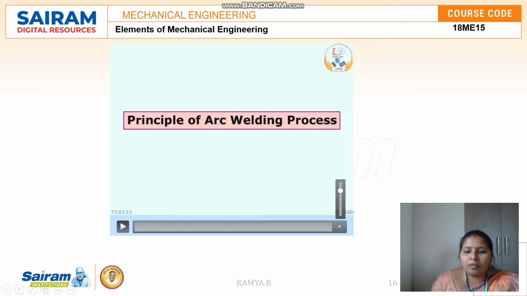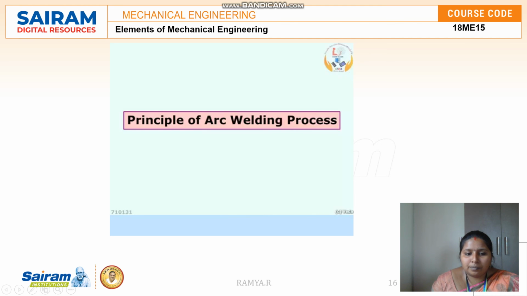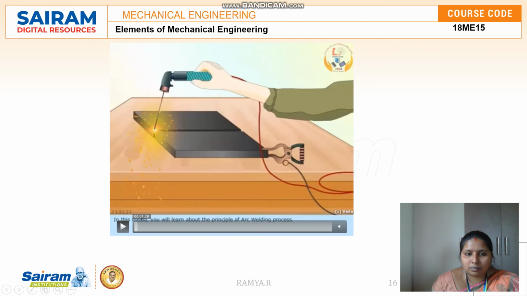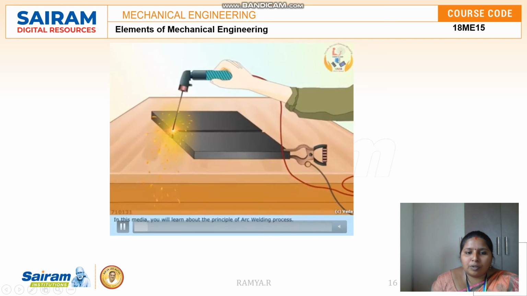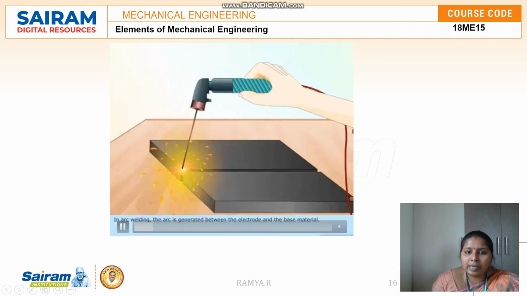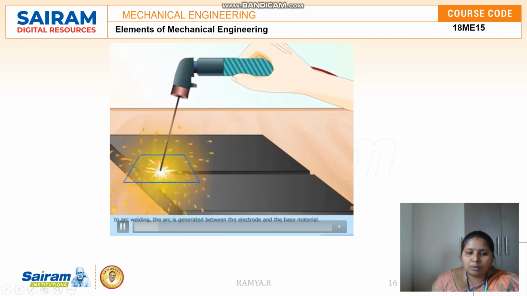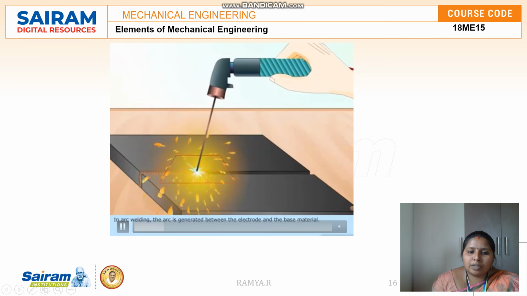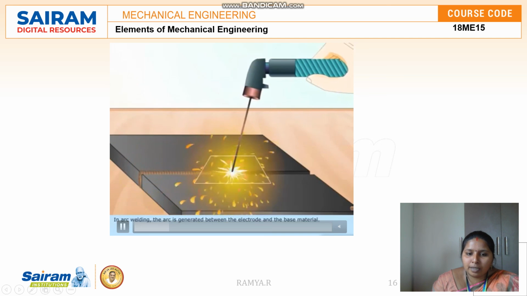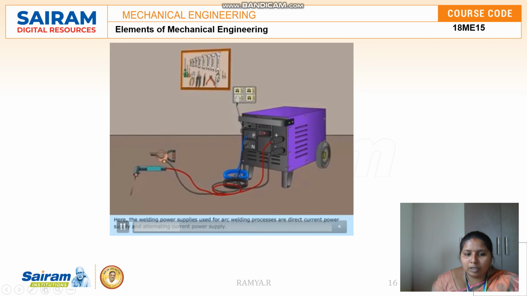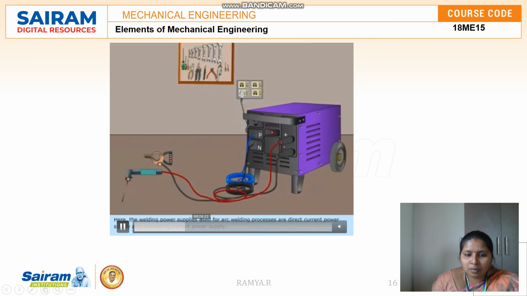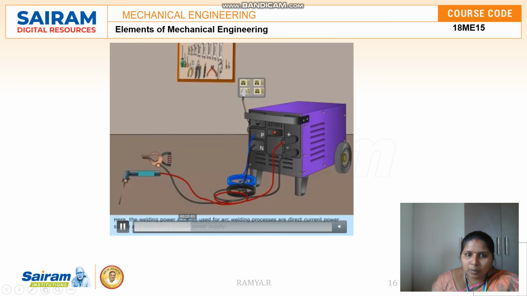So here is a small video of how this arc welding process is done. You can see here the workpiece is connected to one power supply and the electrode holder is connected to the other supply. When it is moved with a small gap, an arc is created which helps in doing the welding. So this is the arrangement of an arc welding process which is connected to a power supply.